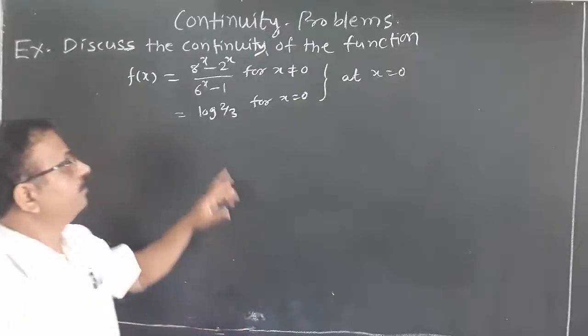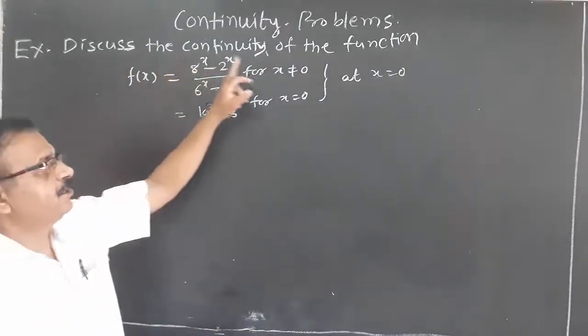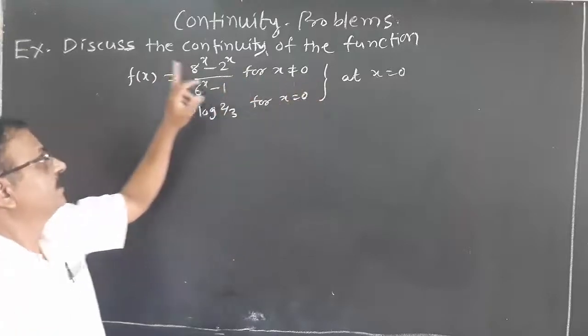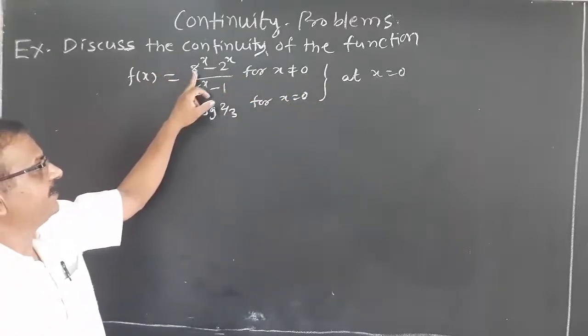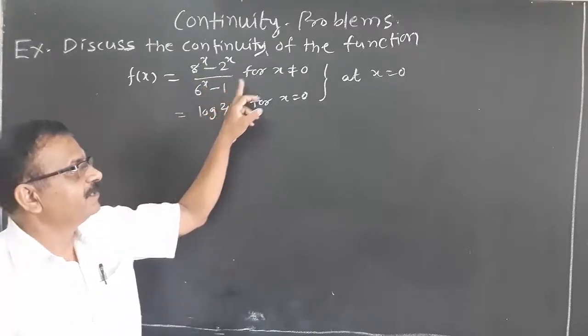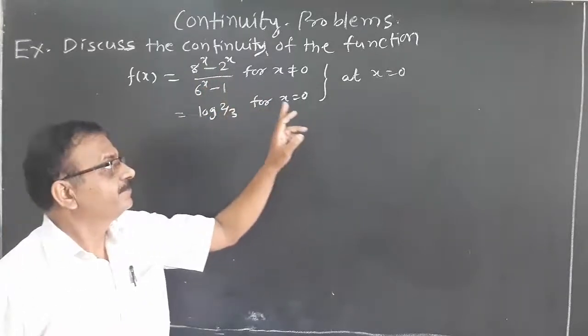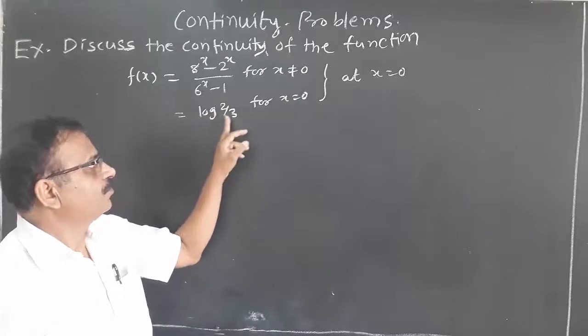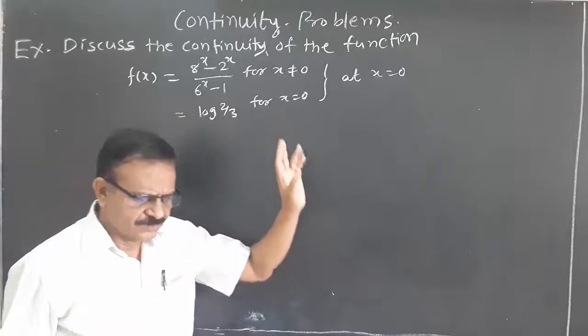We have to solve the problem. Discuss the continuity of the function f(x) equal to (8^x minus 2^x) divided by (6^x minus 1) for x not equal to 0, and log of 2/3 for x equal to 0, at x equal to 0.